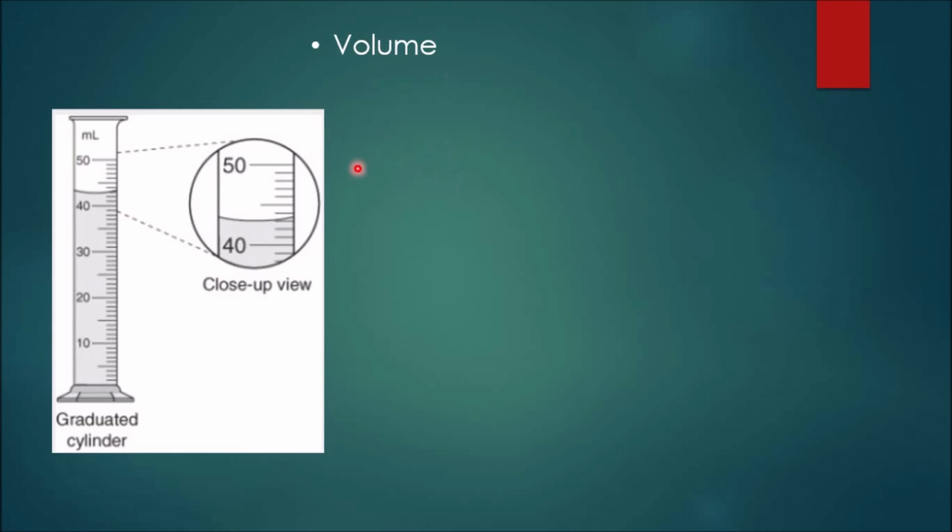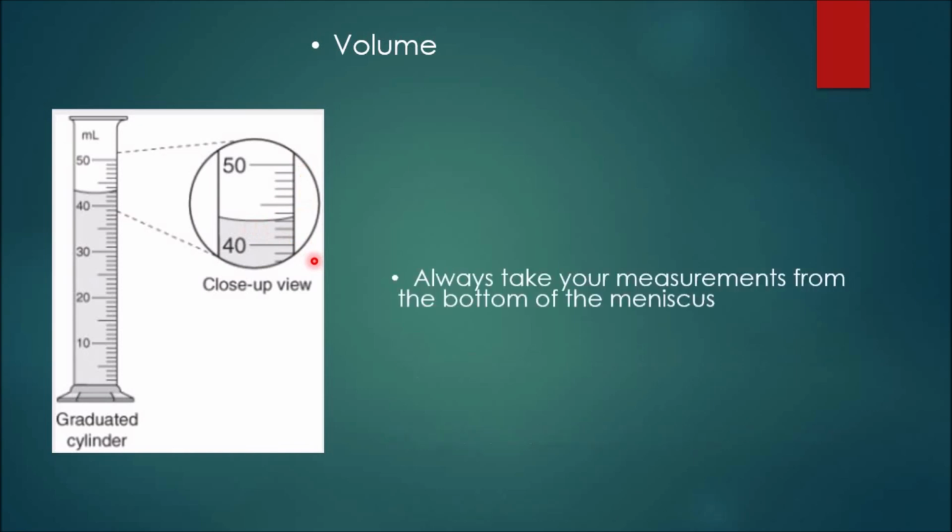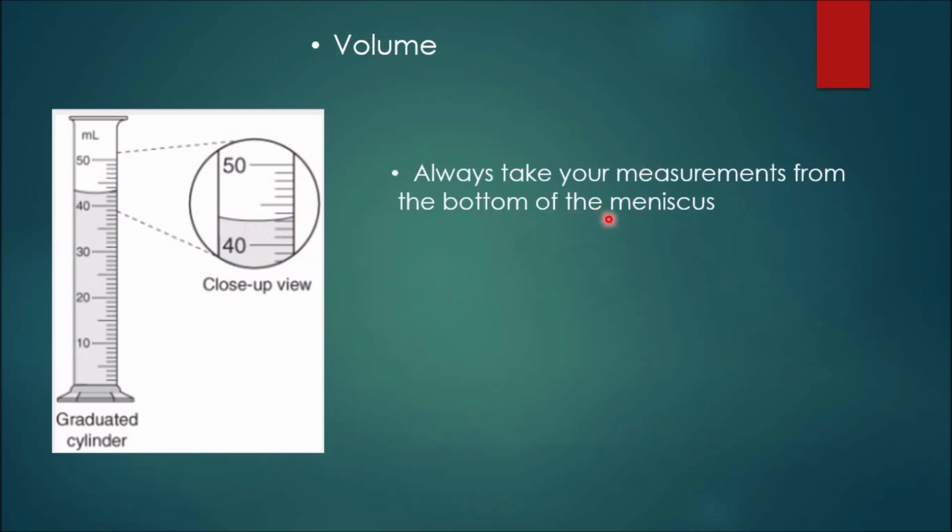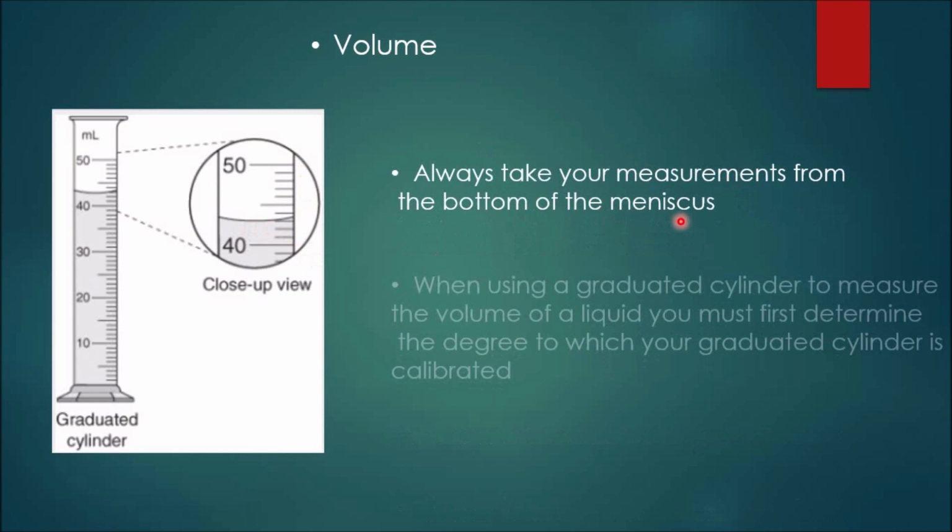The volume of a substance measures the space it occupies. The unit for volume is liter. In the laboratory, the volume of a liquid is measured in a graduated cylinder. Notice that the water level is not a straight line but curves at the center. This downward curve is called a meniscus. We measure the water level from the bottom of the meniscus.